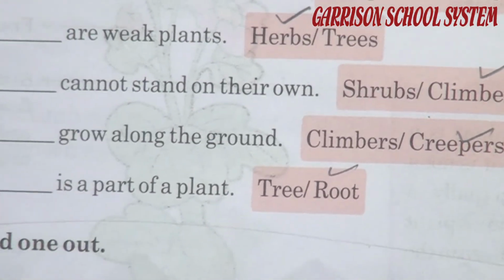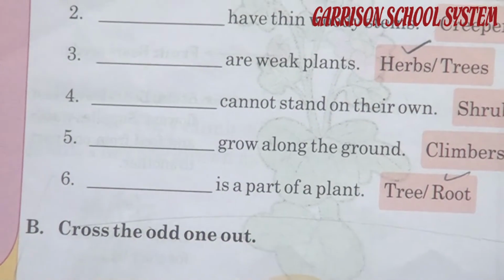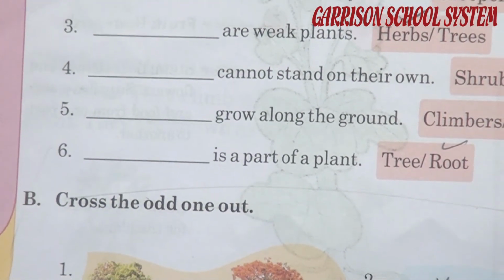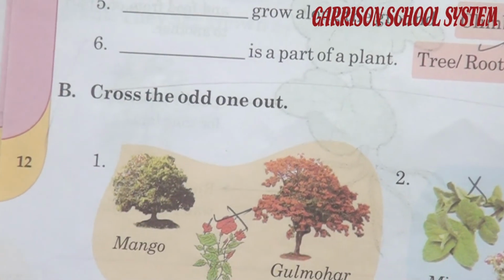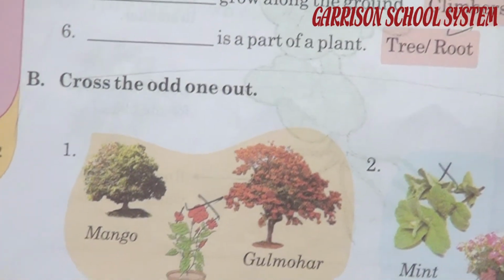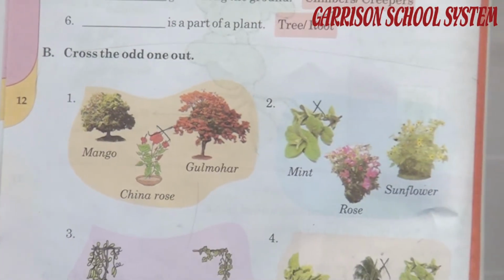C-R-E-E-P-E-R-S. Number 6, dash is a part of a plant. Options are tree or root. Root. R-O-O-T. Here you can see the blanks are in the started. You have to start that blank with the capital letter.